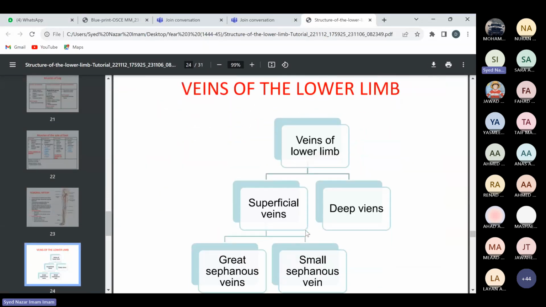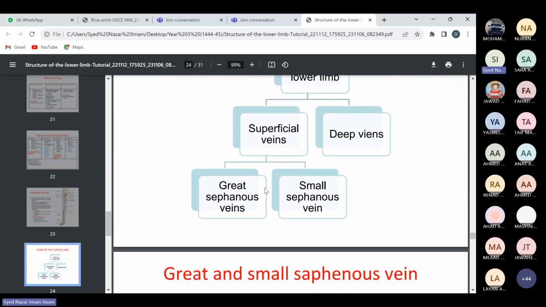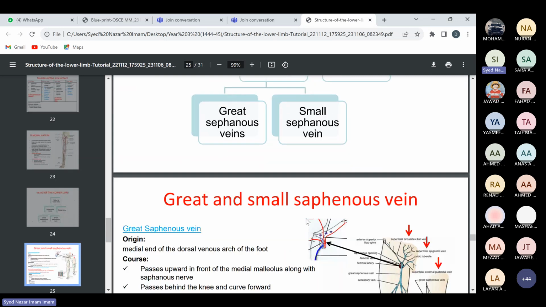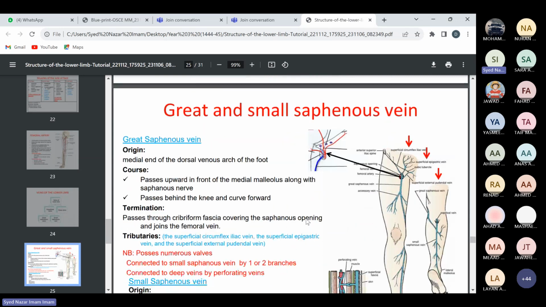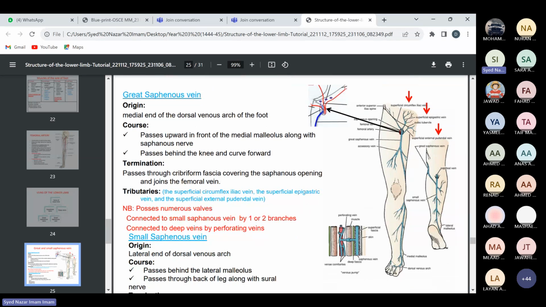Veins of the lower limb. We have two sets of veins. One is superficial vein, one is deep vein. Superficial veins, we have the great saphenous vein and the small saphenous vein. These are important questions. The great saphenous vein is from the medial side of the dorsal venous arch, same like upper limb. Then it passes on the medial side of the leg and the thigh, and finally drains in the femoral vein.